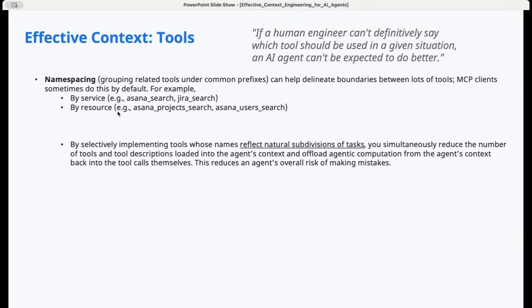Or you can also add it by the resource, such as Asana projects or Asana users. Basically, they find that naming these tools effectively by service and resource can help reduce the tool confusion of the AI agent, and may also save you token usage, right? Because the tool name already stands by itself.